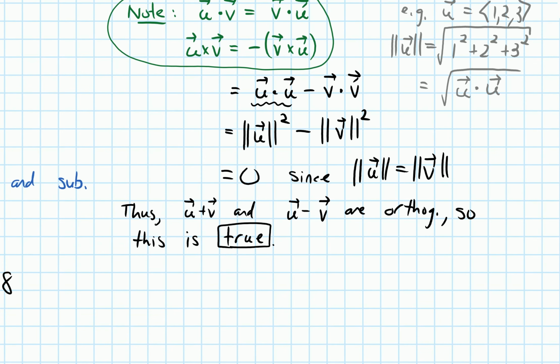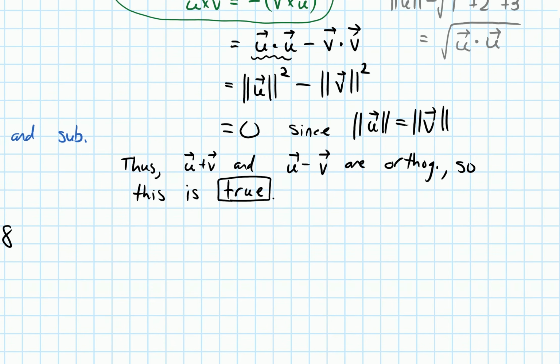So just as an aside, I want to show you what this statement means geometrically, because it has a cool geometric meaning. What I was given here is these two vectors, u and v, and they have the same length. They might be pointing in different directions, but they have the same length.